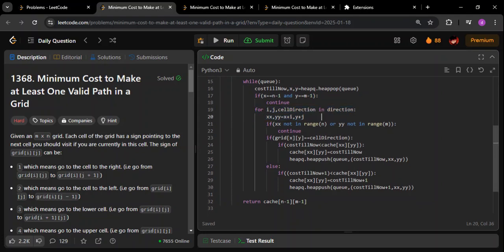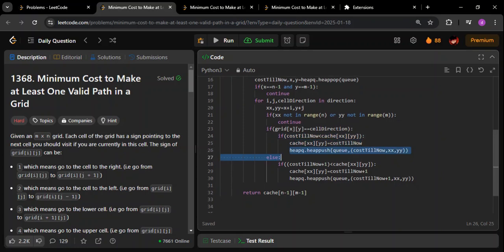I will tell you where the differences are coming. This part is the same, this part is the same, this also is the same. Most of the things are the same. See this part, this is the only place where the difference is coming.